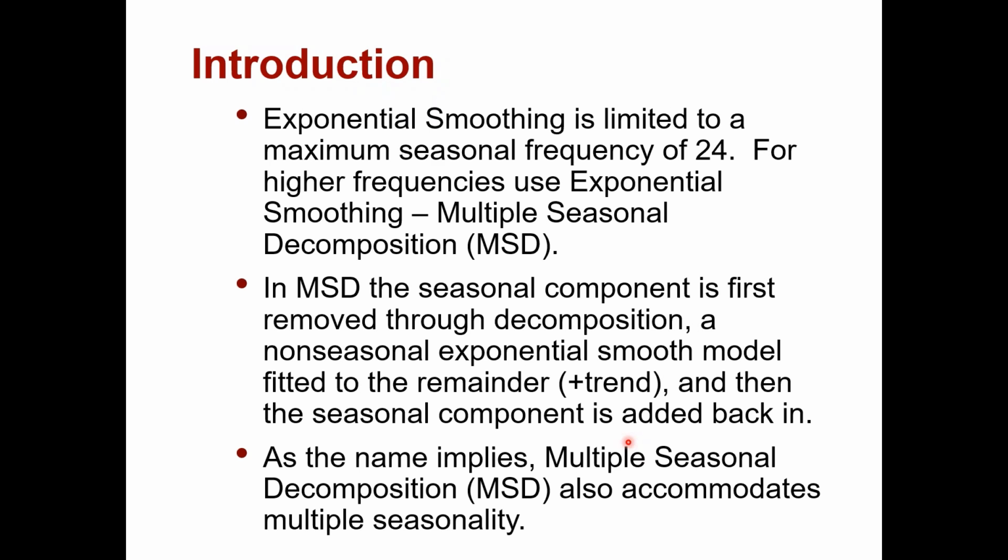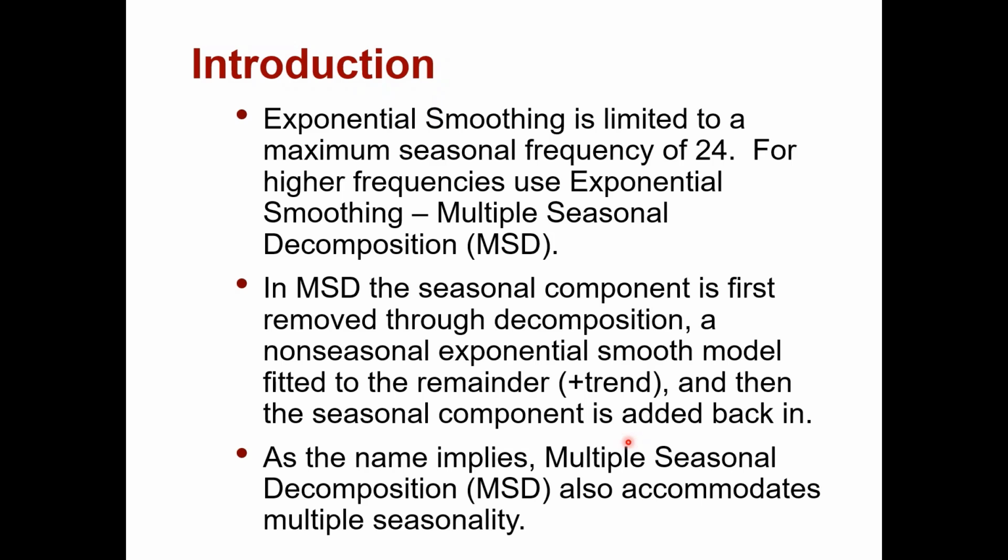Exponential smoothing is limited to a maximum seasonal frequency of 24. So if you have a higher frequency, let's say you're looking at weekly with a seasonal frequency of 52, then you would want to use multiple seasonal decomposition, and that can accommodate higher frequencies.